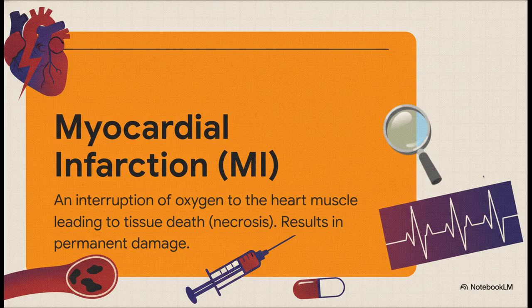And this is the big one. A myocardial infarction, or an MI, a heart attack, this is what happens when that ischemia, that lack of blood flow, doesn't get fixed. The blood flow gets cut off completely, and that leads to necrosis, tissue death. And here's the key difference from angina. An infarction means permanent, irreversible damage. You don't get that heart muscle back.